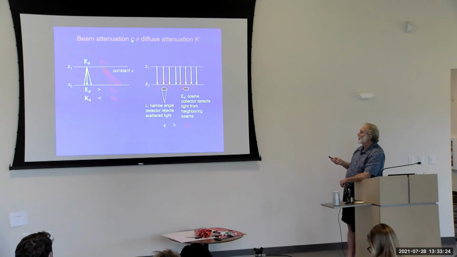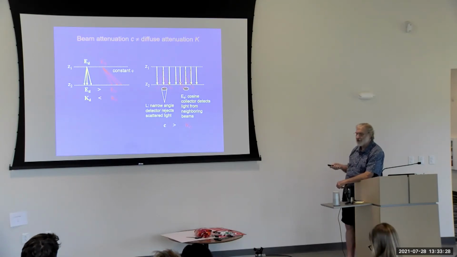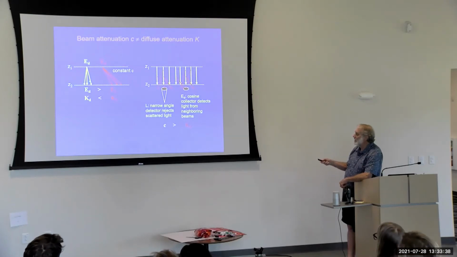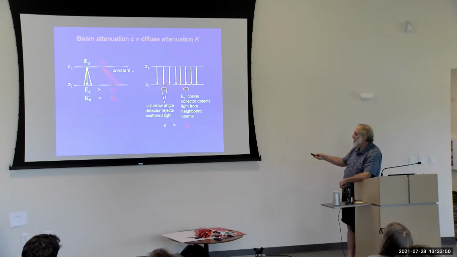So beam attenuation C is not the same thing as diffuse attenuation K. Think of it a couple of different ways. Here we're at one depth and here's a deeper depth. If the light field's going downward, we have some ED. The radiance is going more or less downward, like the sun's straight overhead. Then we go from here to here. You get an ED at this depth and some ED at this depth.